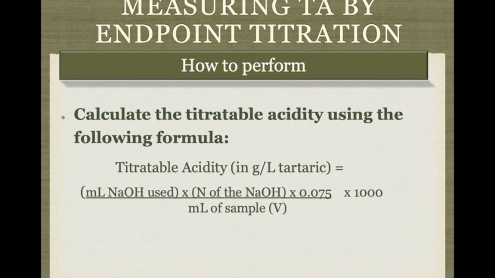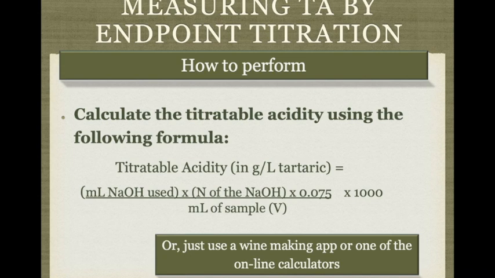And there is a formula to calculate this for those of you that are interested. This is how you calculate it. Myself, I'm lazy. I just use a winemaking app or one of the online calculators, and I just add in these numbers to that calculator, and then it tells me exactly what the titratable acidity was.